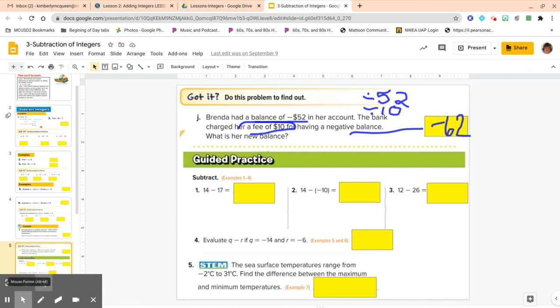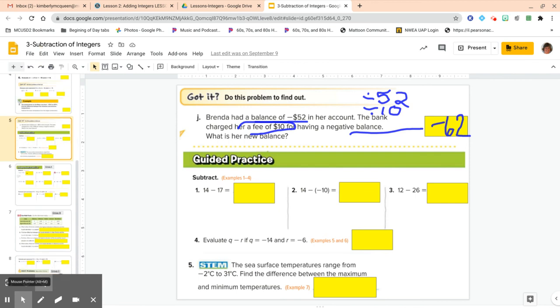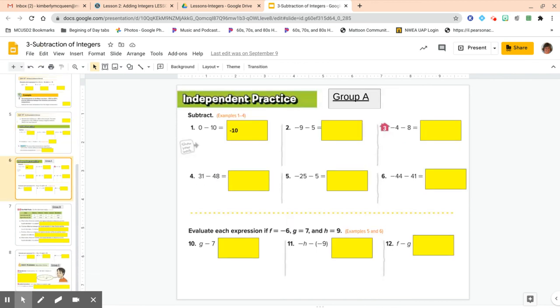Okay, you will continue with the rest of the problems on this page. You will go on to page 6. And here we are doing the exact same thing. Notice on question number 1, we have 0 take away 10 is a negative 10. Most of these here are pretty self-explanatory. You get to this guy right here, and you have two signs right next to each other. You need to make sure that you simplify your signs first.